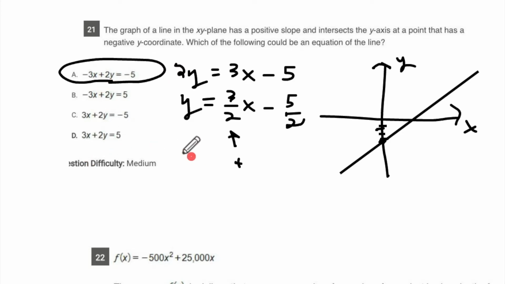Let's just try one to show you how it won't work. Let's do the last one: 2y equals negative 3x plus 5. And look at that. When you divide by 2, we're going to get a negative slope. So this one would be out. The same thing would happen if you would solve any of these. So draw yourself a little picture to see what it would look like, and then try to find the equation that would fit it. Okay, 22.